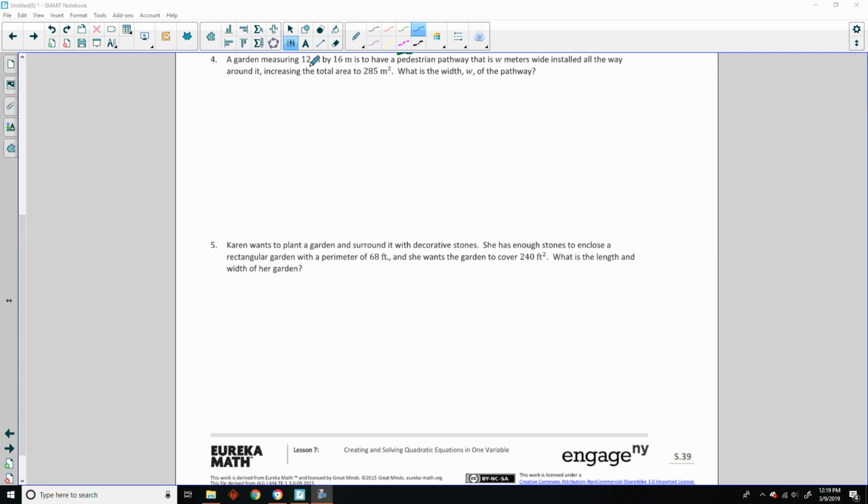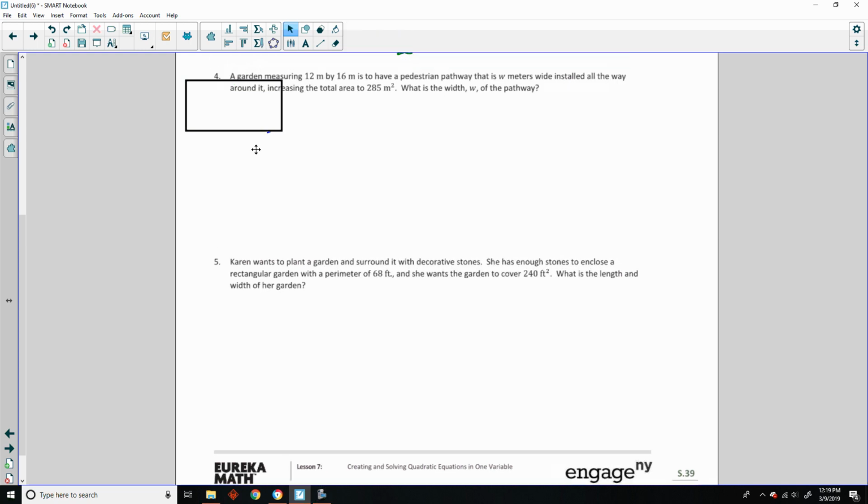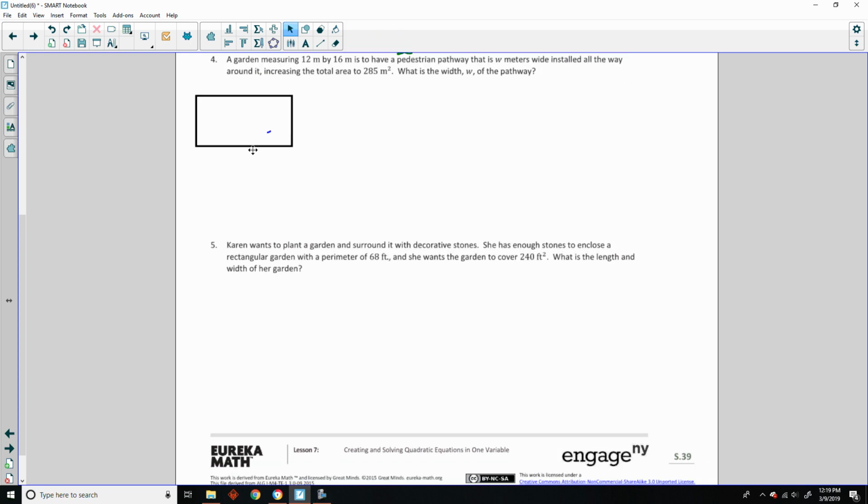Number 4, a garden measuring 12 meters by 16 meters is to have a pedestrian pathway that is W meters wide, installed all the way around it. So we have a rectangle. So it's 12 by 16. And it has to have a pedestrian pathway that is W meters wide, installed all the way around it, increasing the total area to 285 meters squared.